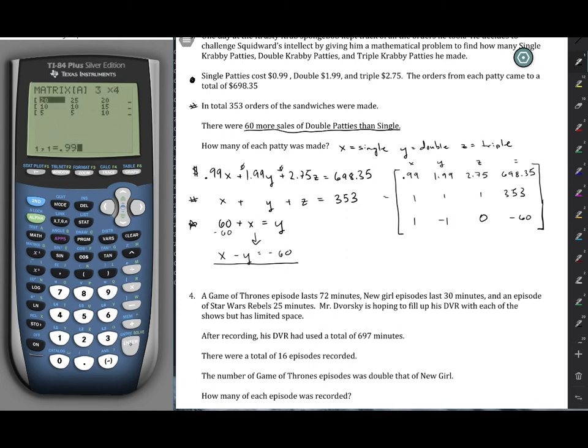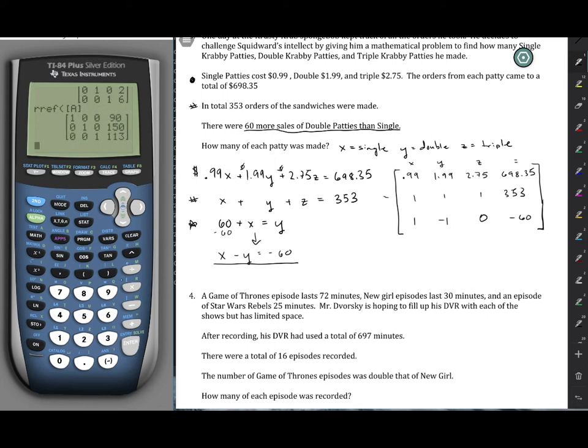Let's be careful with decimals. 698 and 0.35. And 1, negative 1, 0, and negative 60. Okay, I'm going to leave the matrix. We're going to do RREF. And there we have it.